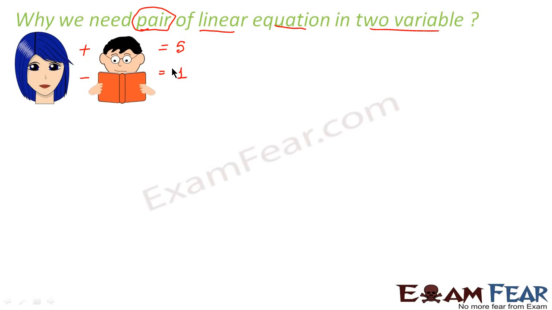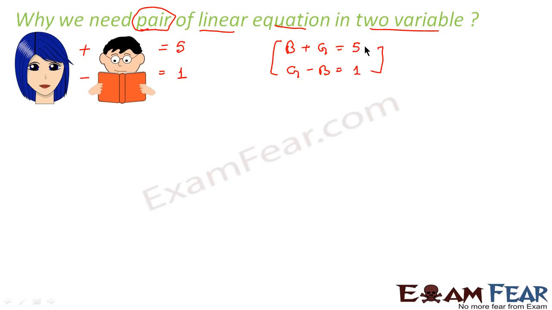So for that, we'll form a pair of linear equations. So what we'll say? We'll say boy plus girl is equal to 5 and second is girl minus boy is equal to 1. So if you see, these are nothing but two linear equations. They are linear equations because the power is 1. You see, the boy power is only 1.